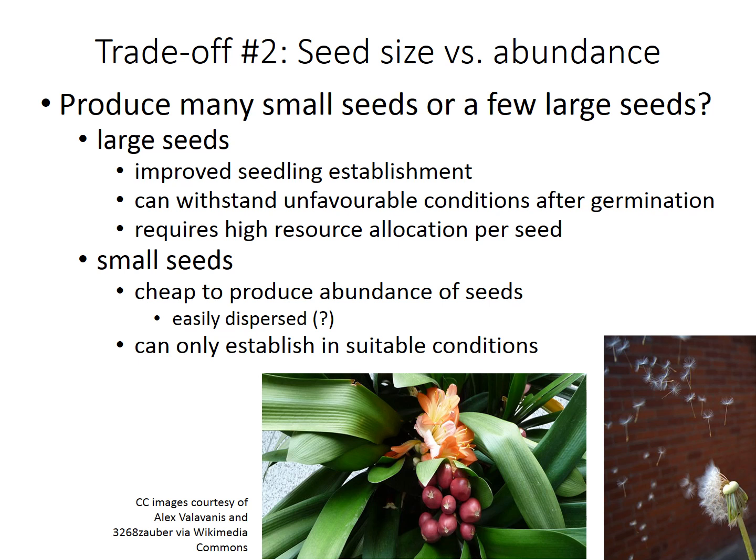So just as an example, at the bottom of the slide you can see the large fruits of clivias, which contain very large seeds, but only a few, versus the seeds of the dandelion, which are incredibly small, and there are many, many hundreds produced per flower.